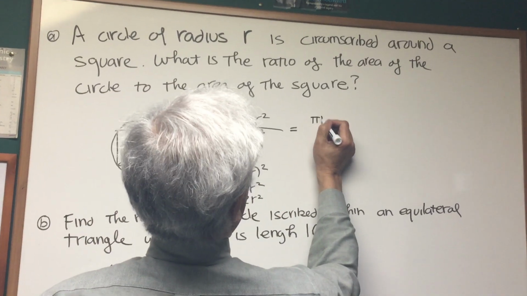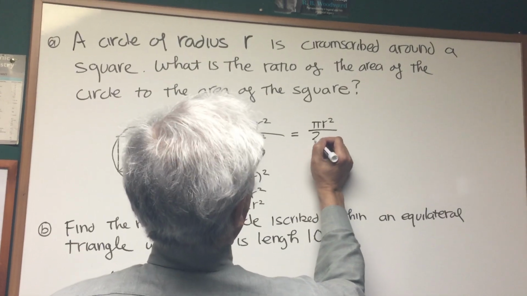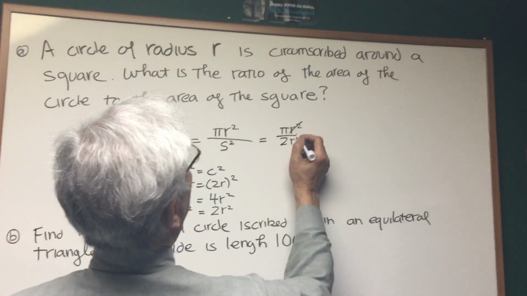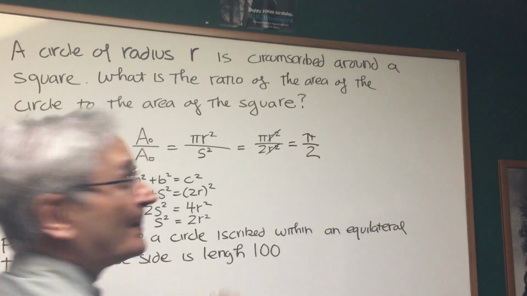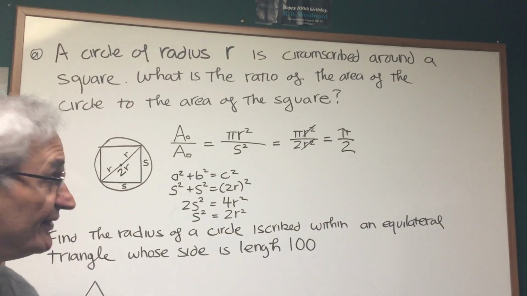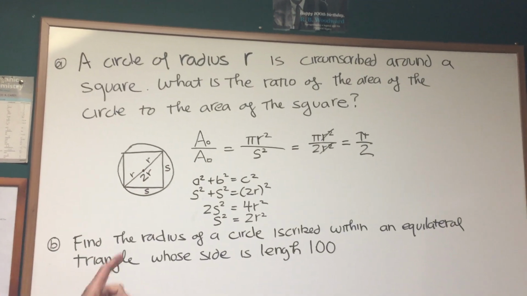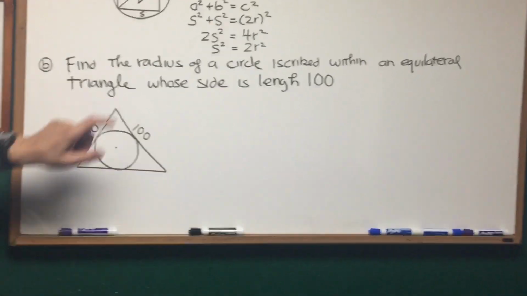So now we can fill in the blanks. Pi r squared over 2r squared, and the r squares cancel out, and the ratio of the two areas is pi over 2. Who expected that? Well, there's our answer. Let's go to the next problem involving a circle.